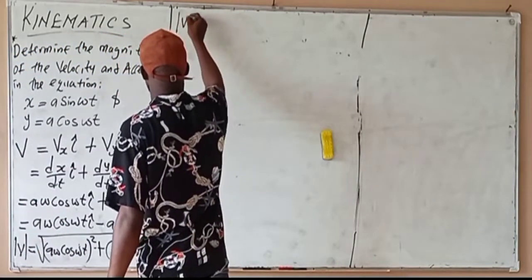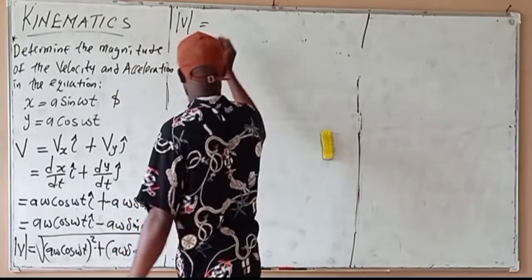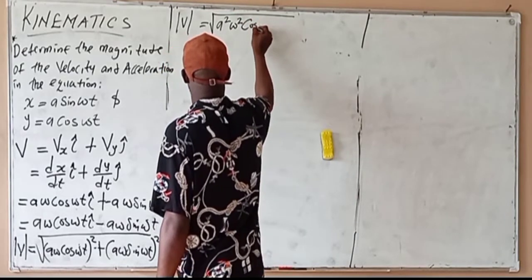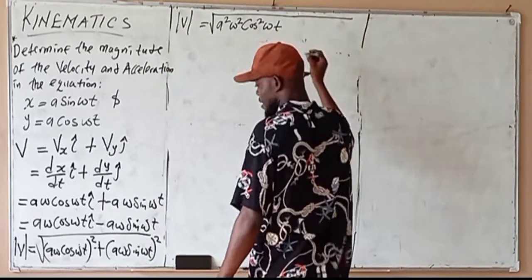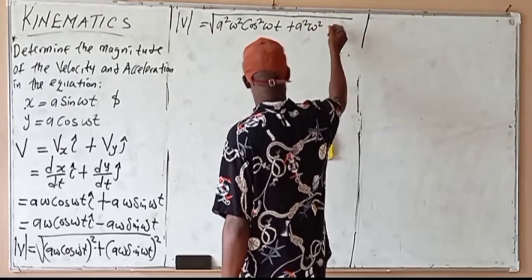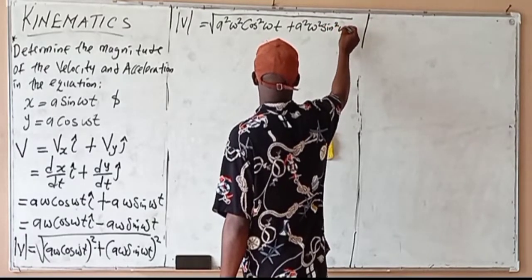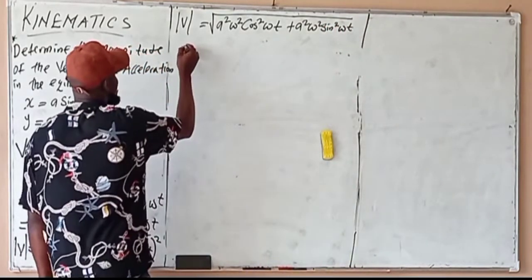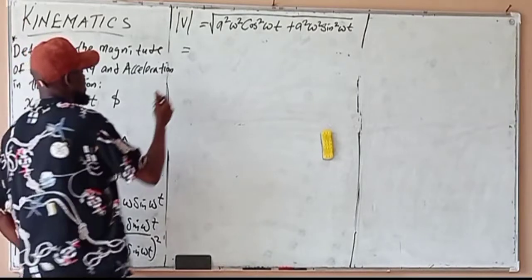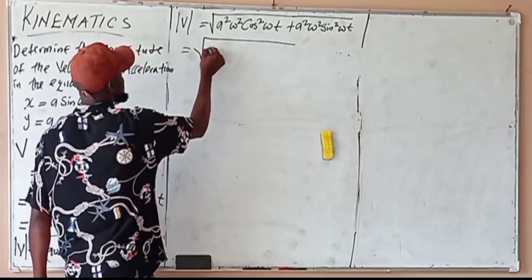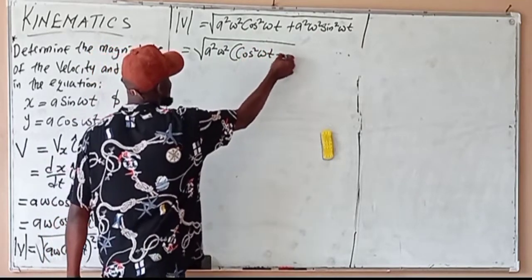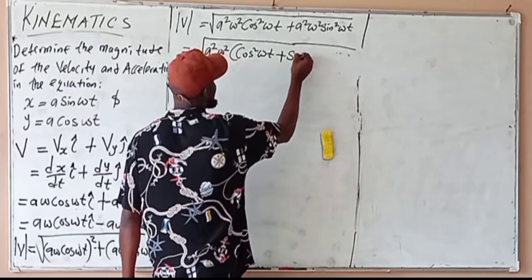So we're going to have the magnitude of velocity equal to the square root of a squared w squared cos squared wt, plus the same thing with the other one, a squared w squared sine squared wt. So wt is the angle. At the end of the day, a squared w squared is common between them. So you factor a squared w squared out. Then what we are left with is cos squared wt plus sine squared wt.